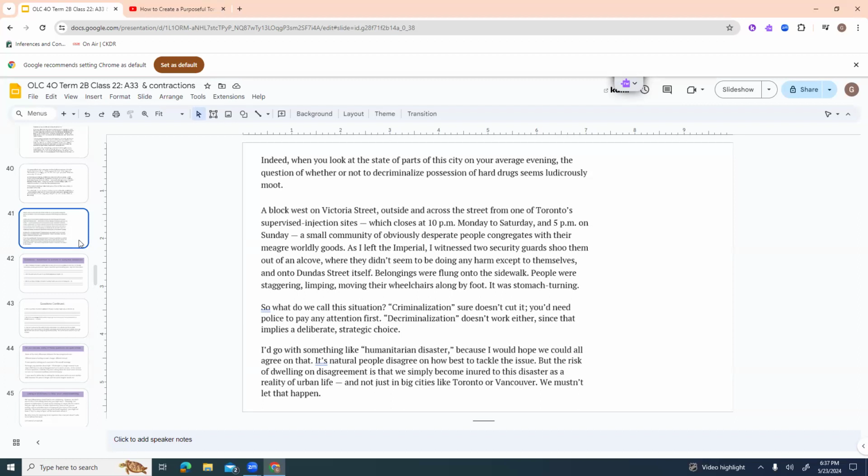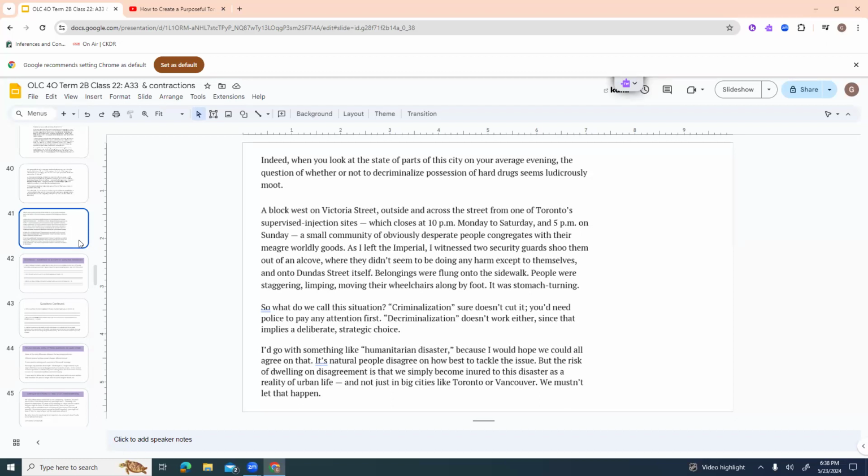A block west on Victoria Street, outside and across the street from one of Toronto's supervised injection sites, which closes at 10 p.m. Monday to Saturday and 5 p.m. on Sunday, a small community of obviously desperate people congregates with their meager worldly goods. As I left the Imperial, I witnessed two security guards shoo them out of an alcove where they didn't seem to be doing any harm except to themselves, and on to Dundas Street itself. Belongings were flung onto the sidewalk. People were staggering, limping, moving their wheelchairs along by foot. It was stomach turning.